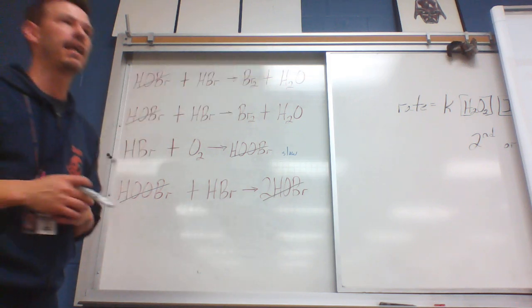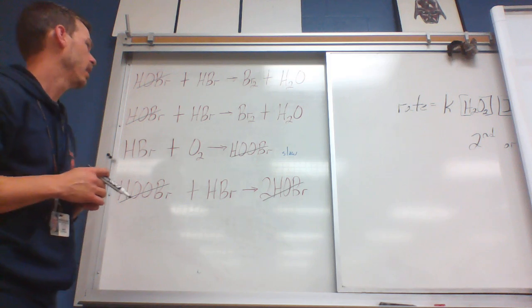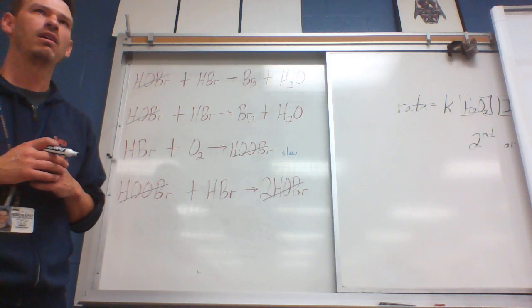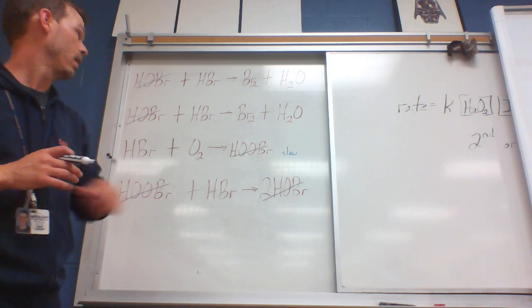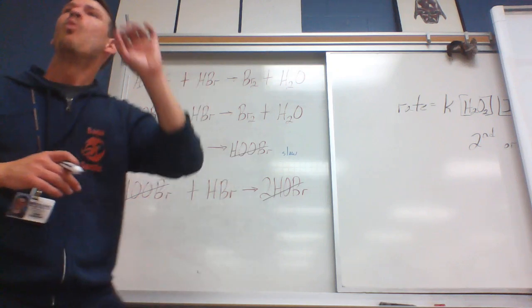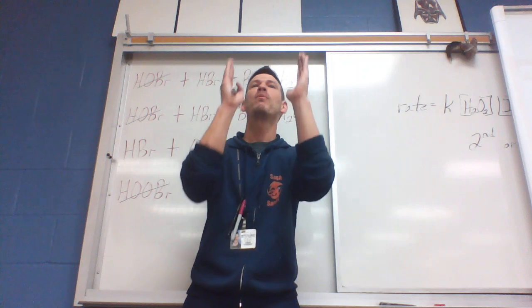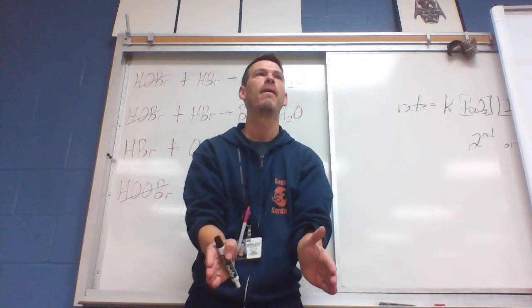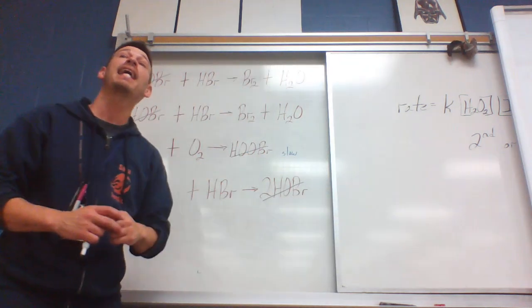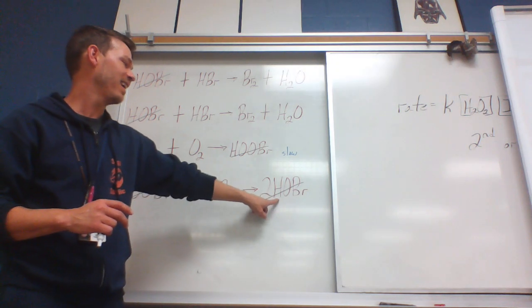Then I can say, sir, what are the intermediates? How many intermediates do you see? There is 1 intermediate. When looking at intermediates and catalysts, we are only looking at the products of each step. 1 intermediate. How many catalysts? 1.